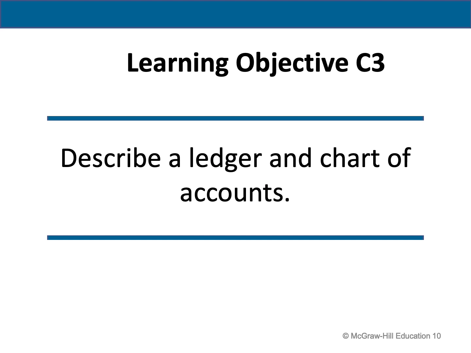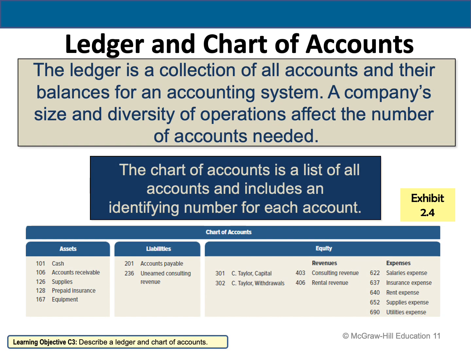So now let's move on to the second learning objective, which is to describe a ledger and charts of accounts. Ledger means a collection of all accounts and their balances in the accounting system. But a chart of accounts is a list of all accounts and includes an identifying number for each account. So if you go to Exhibit 2-4 in this table, you will find the chart of accounts. We have assets, liabilities, and equity. Let's take an example here.